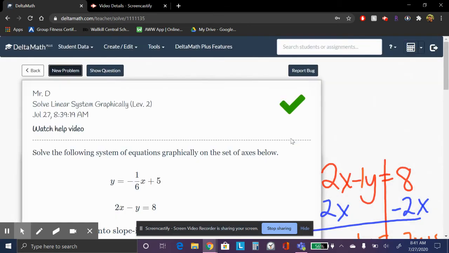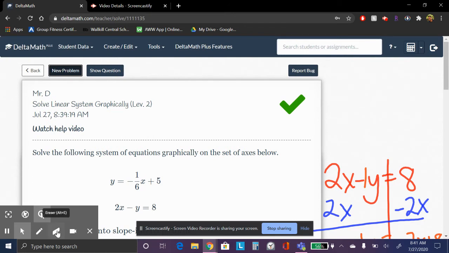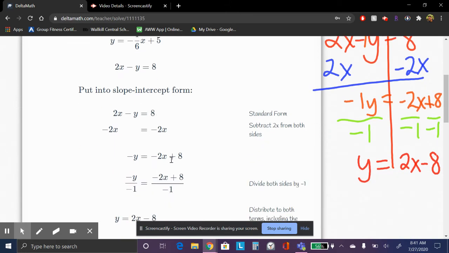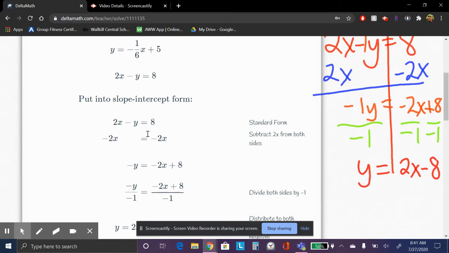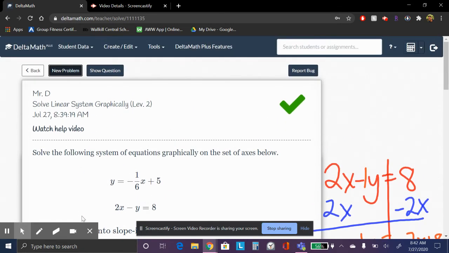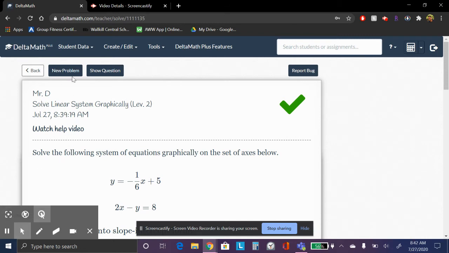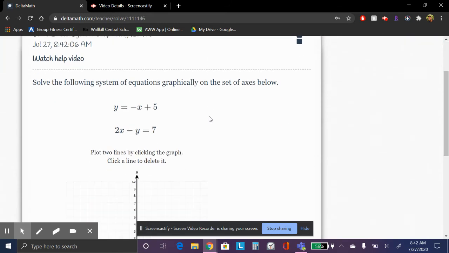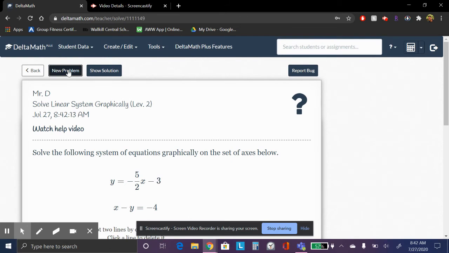All right. So again, you need to have these equations in slope-intercept form, and this will go through with you how to get them in slope-intercept form if you get it wrong. All right, let's look at a new problem. Let's do one more. Looking for a tougher problem. Yeah, this one's a good one.